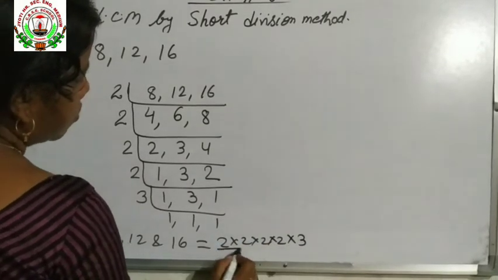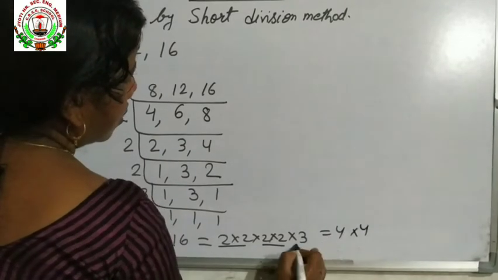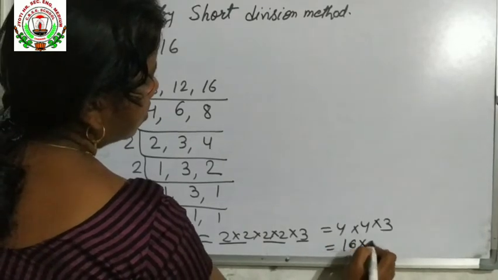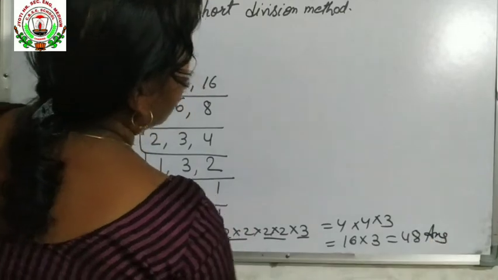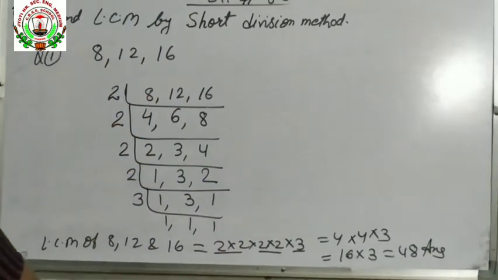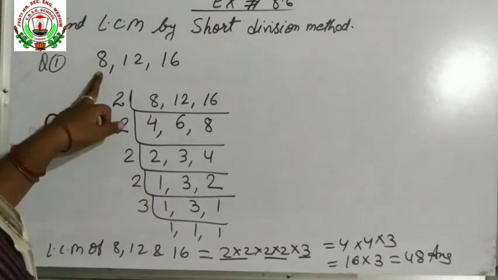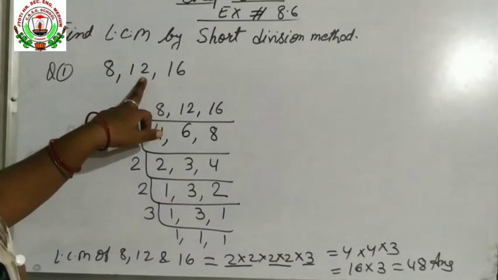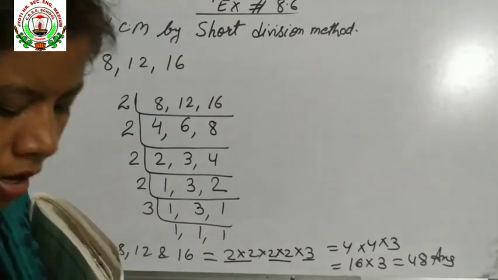Now multiply it. 2 2s are 4. Again 2 2s are 4. Then this 3. 4 4s are 16, into 3, 16 3s are 48. 48 is the LCM of the given numbers. You can check your answer. This number is divisible by all these numbers: 8 6s are 48, 12 4s are 48, 16 3s are 48. So your answer is correct.